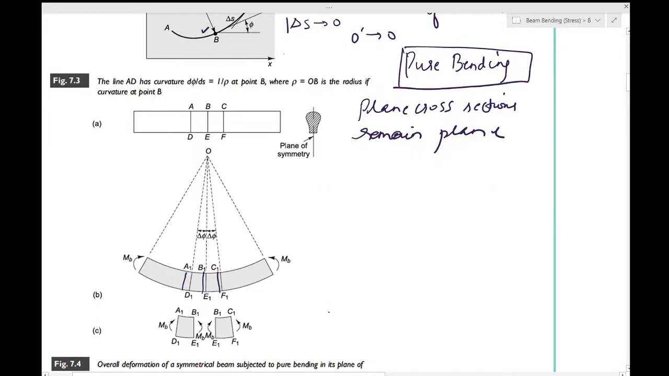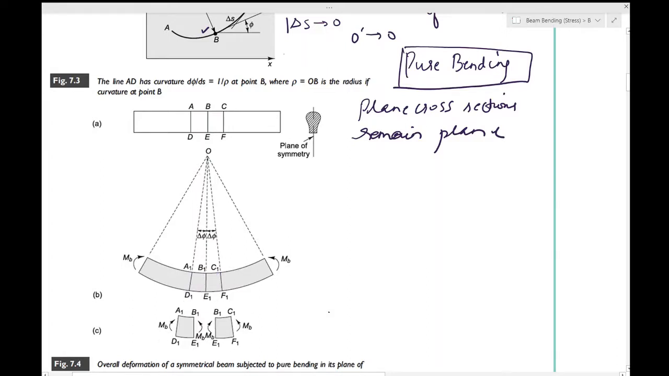Furthermore, the fact that each element deforms identically means that the initially parallel plane sections must now have a common intersection, as illustrated by point O in figure 7.4b. The fact that each element deforms identically means that the initially parallel plane sections now must have a common intersection, as illustrated by point O. Now this is the whole thing.